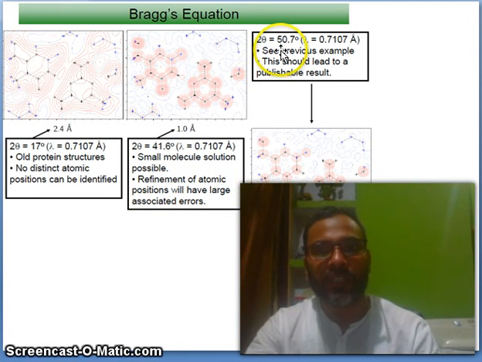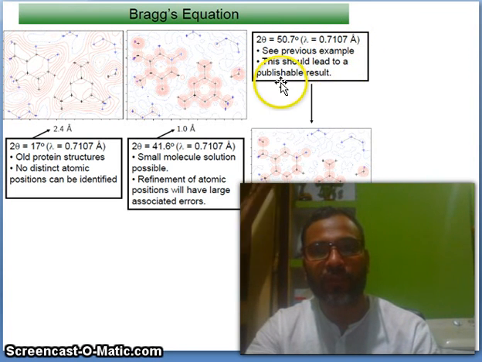You see, 2 theta is equal to 50.7 degrees, lambda is equal to 0.7107 angstrom. See the previous example. This should lead to publishable results. So from here to here, what do you increase?